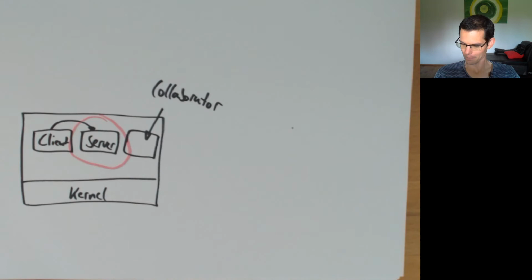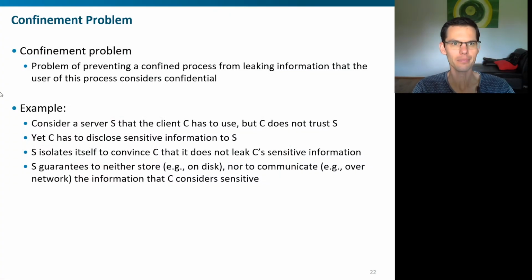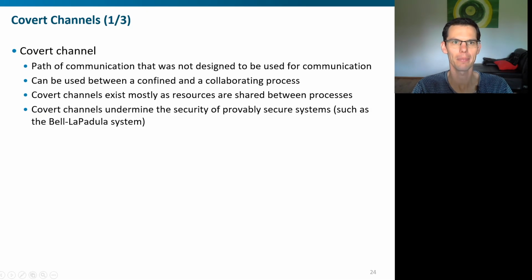So how could that work? There's various different implementations of covert channels, and I brought you a couple of examples which I think are quite telling. So let me turn back to the slides and move on to the examples.